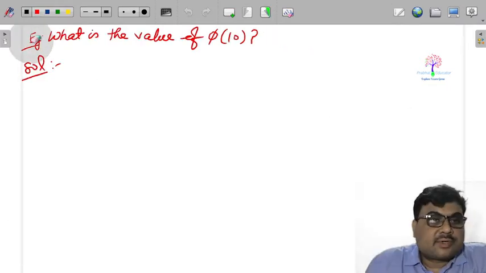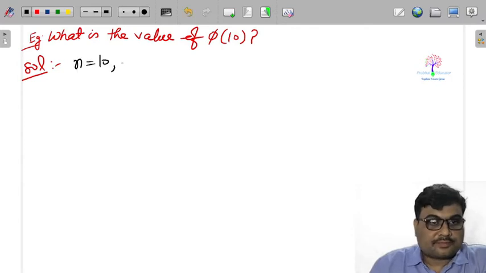Let's start the second example. Here, in the second example, we find the value of phi n, where n is equal to 10. How do we factorize 10? You can factorize it as 2 times 5.